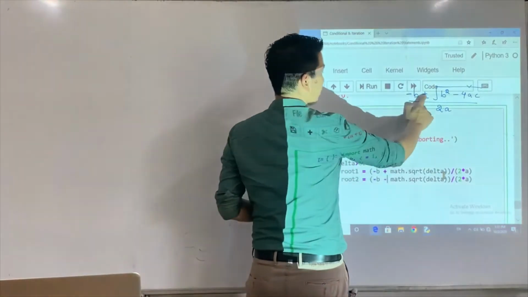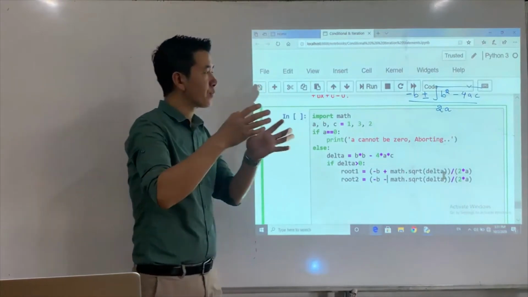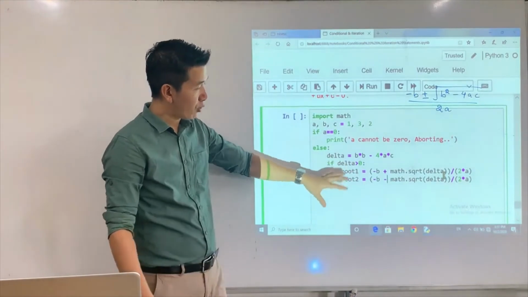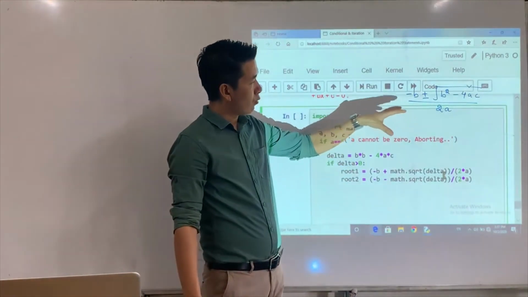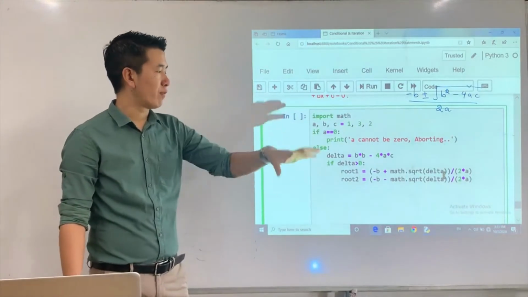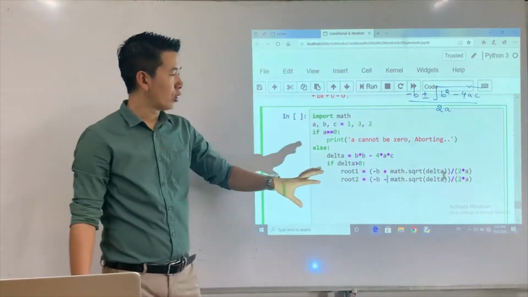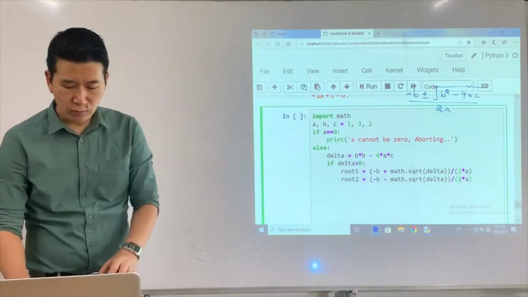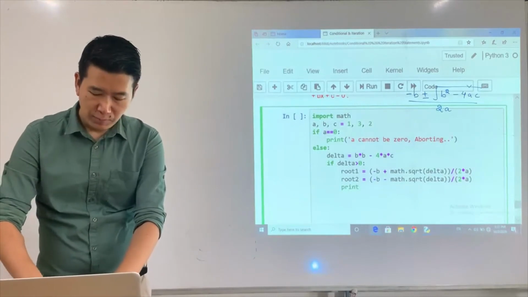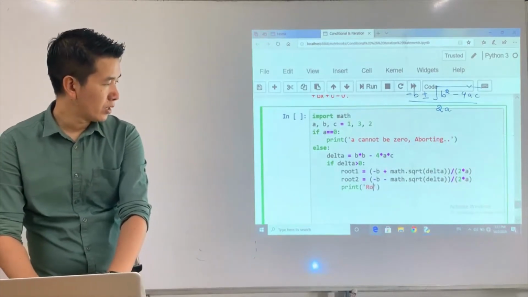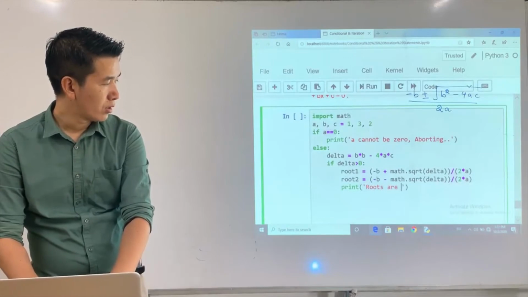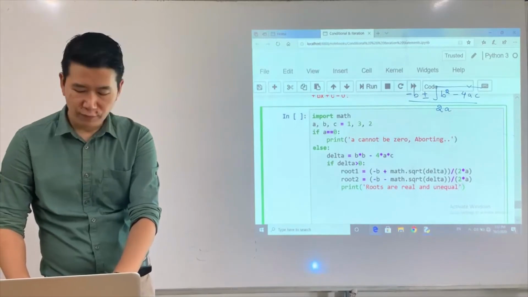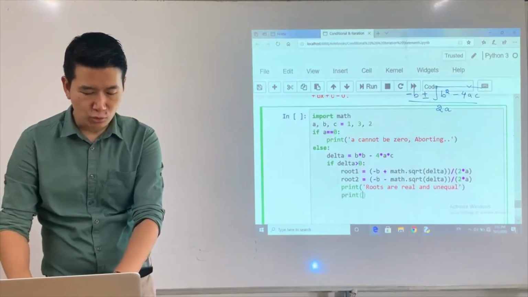So you have two possible values if b square minus 4ac results in a positive number, right? So if the delta is greater than 0, it's a positive number. If it's a positive number, you will have one specific value for the square root of a positive number. Hence, we have two root values, root 1 and root 2. And then, once you're done with this, I'll have a message printed, which is like the roots are real and unequal. You will have two different values, and then let's print the root values.